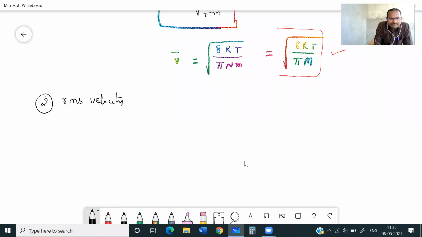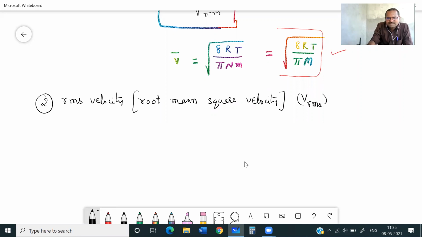RMS velocity. It is also called root mean square velocity, and we will denote this one with VRMS.